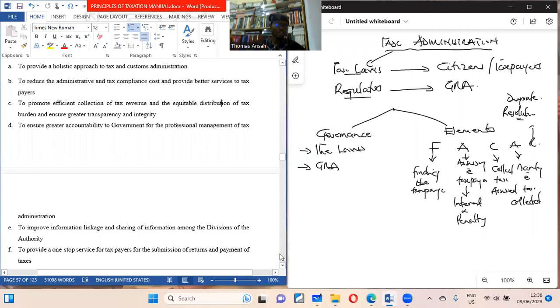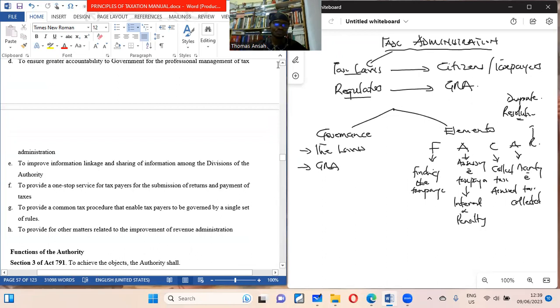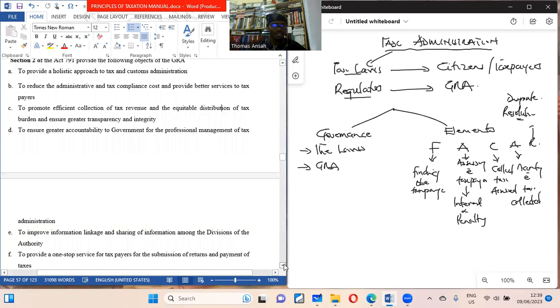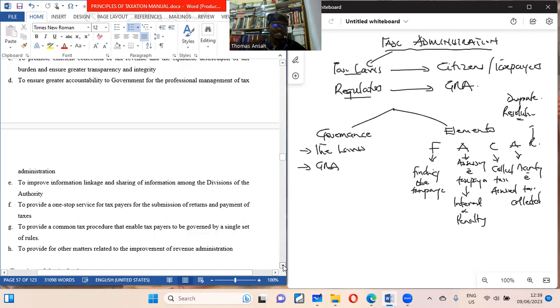Also, it's not just about greater efficiency; we are talking about accountability to government for professional management of tax administration. Before, I have heard that when you pay, it goes into the bank, and it takes a time before the bank actually releases the money. Or if you go to the GRA office and pay cash, the cash may end up in the government coffers, but it serves as a loan to someone for a particular point in time. So these things, and also to promote information linkage.